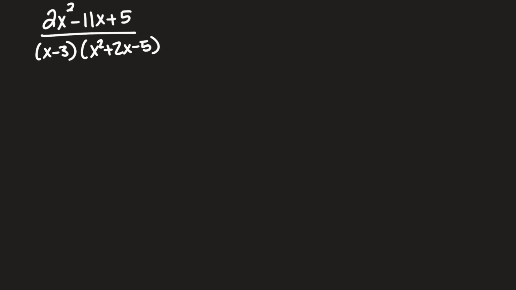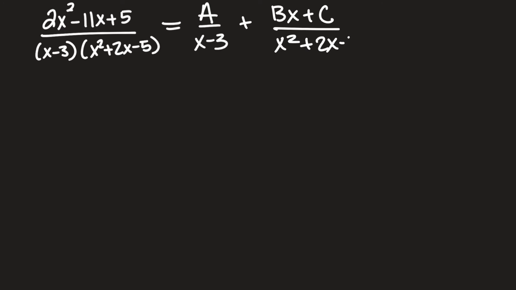Okay, so these last two are the type we're just going to set up, case 3 and case 4. So case 3, so we're only going to have to set this up. So this is a linear factor here, so it gets an a. So a over x minus 3. But this is a quadratic that doesn't factor or reduce. So it gets a bx, just going by the alphabet, bx plus c over x squared plus 2x minus 5. And that's it. That's all we do for that problem.